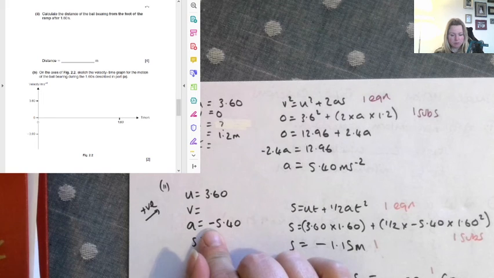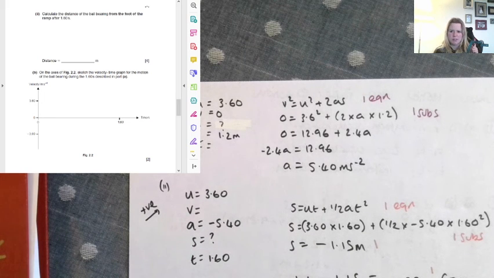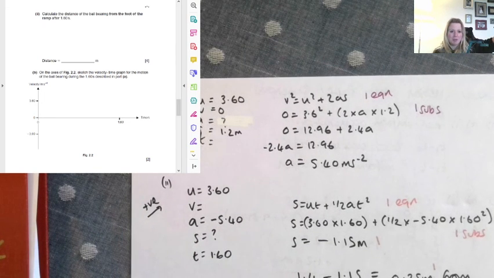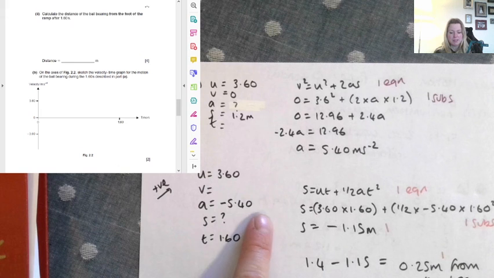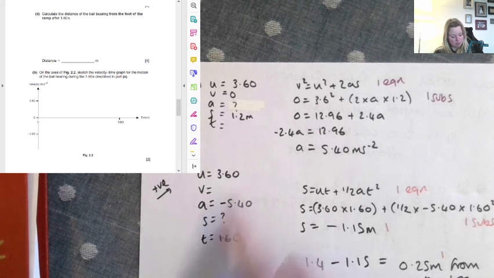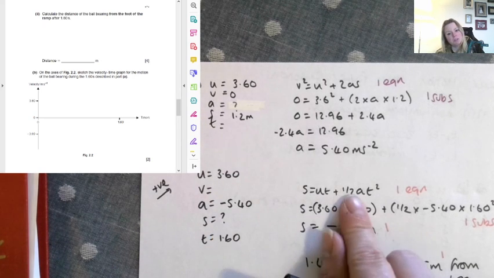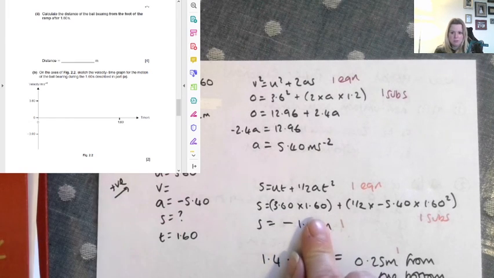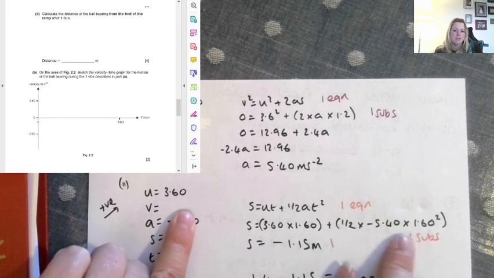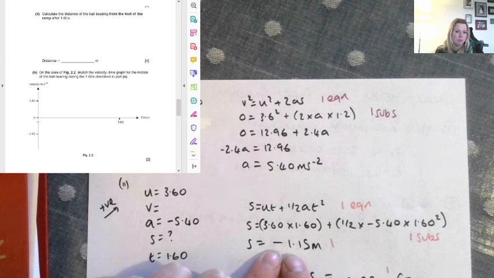Now, the ball bearing, is this a ball bearing? Doesn't matter. Yeah, it is. It's going up the ramp. The acceleration is always going to be going down the ramp, so that's why it's minus 5.4. Be super careful with that. Displacement is what we're looking for, and the time is 1.6. So we've got u, a, and t, and we're looking for s. So s equals ut plus a half at squared. Fill in the values from over here. Oh, sorry. Fill in these values here, and you end up getting minus 1.15.